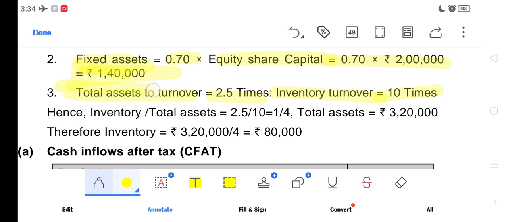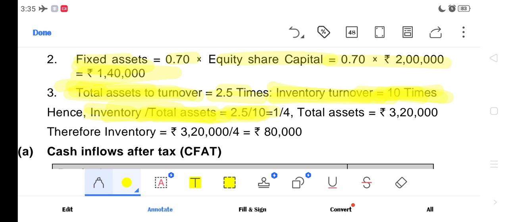Tell me, using these two, can we write inventory by total assets as 2.5 by 10? How, ma'am? Total assets turnover means turnover by total assets equals 2.5. And inventory turnover means turnover by inventory is 10 times, which means you reverse it. Inventory by turnover is 1 by 10, right? So turnover gets cancelled. And now inventory by total assets equals 2.5 by 10. Now we have total assets or not, tell me.